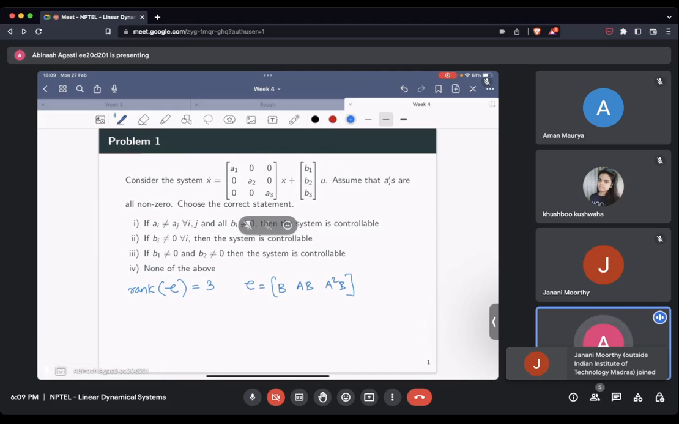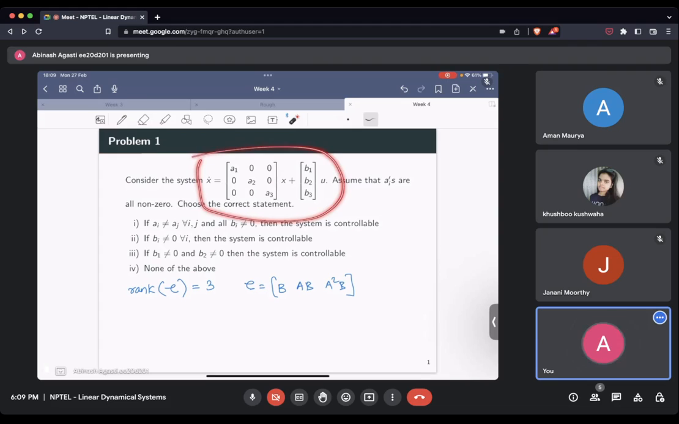Yeah, so we were discussing this question where, given this system with specified A and B, we want to find out under what conditions the system is controllable. So let us start out by finding the controllability matrix, and we'll resume the discussion in a couple of minutes. So I'll start out here. Tell me the other columns.